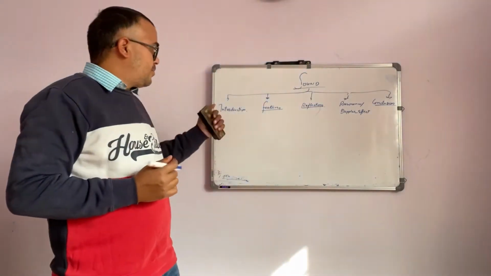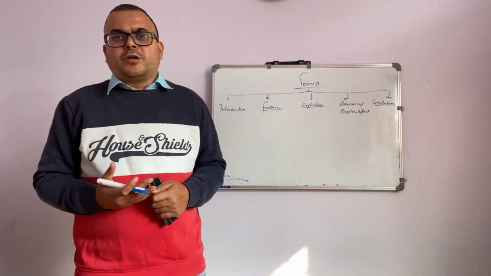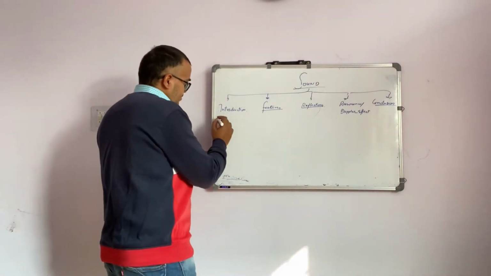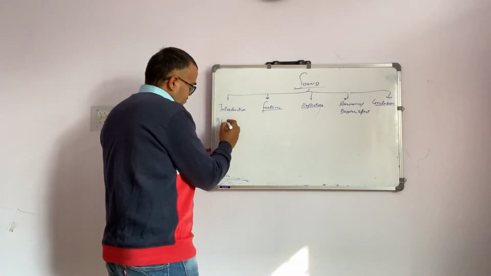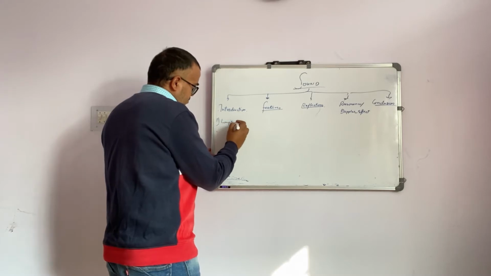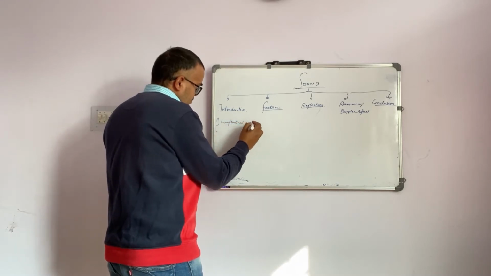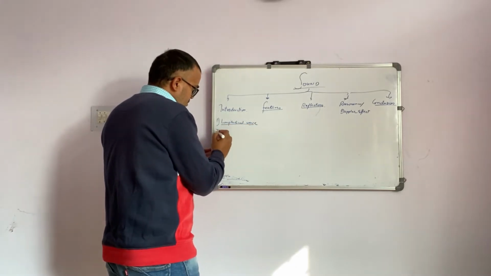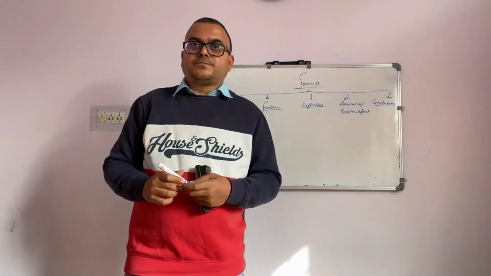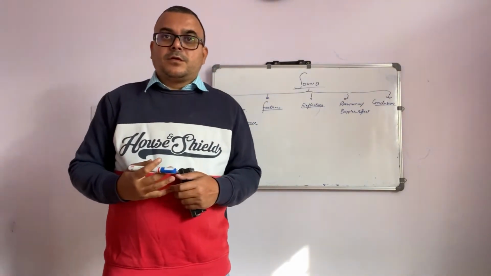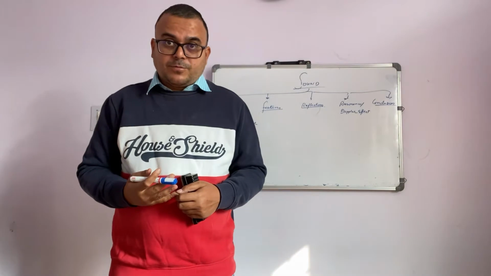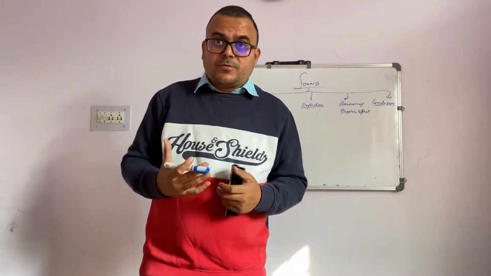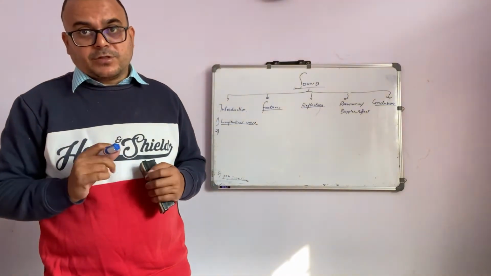Let's start with the introduction. Sound is a longitudinal wave, unlike light, which is a transverse wave. Sound is produced by the vibration of an object. Any object vibrating in the surroundings can produce sound, provided there is a medium for the movement of the sound.